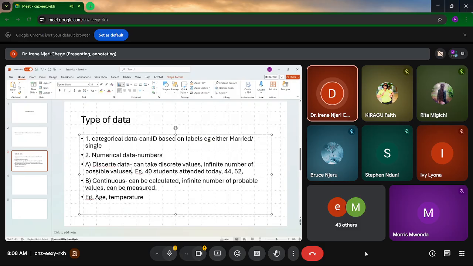So had you done that type of value system? Yes or no, Faith? Yes. So I hope you are able to define the types of data that are available.